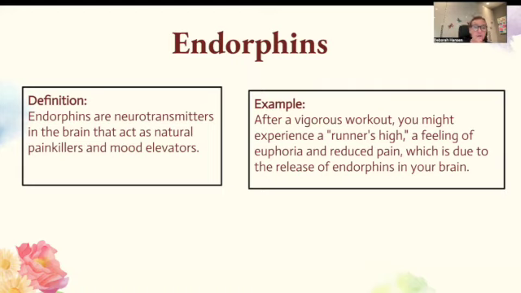Endorphins. Endorphins are neurotransmitters in the brain that act as natural painkillers and mood elevators. An example: after a vigorous workout, you might experience a runner's high, a feeling of euphoria and reduced pain, which is due to the release of endorphins in your brain.